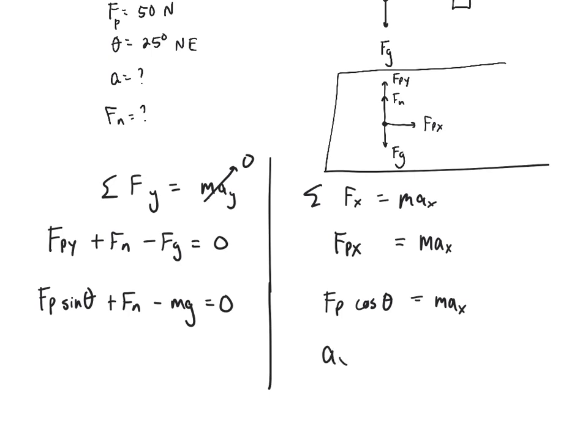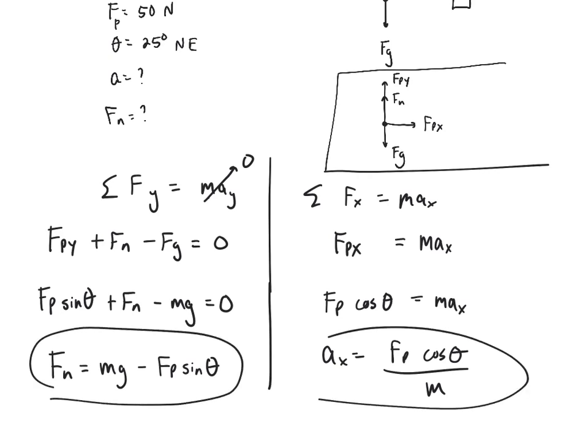Okay, so we've got ax is equal to Fp cosine theta divided by m. And over here, let's solve for Fn. I'm going to add mg over, and subtract Fp sine theta. So those are my two answers for this problem. And yes, I can plug in numbers and get a value, but I don't care about the value right now. If you were an engineer designing an apparatus, you would calculate that value because it matters a lot. But right now, for the logic of physics, what matters is being able to get to this answer.